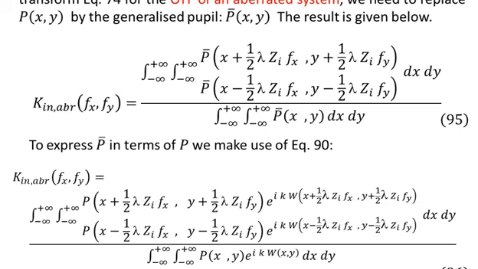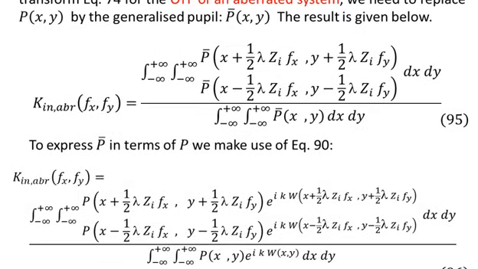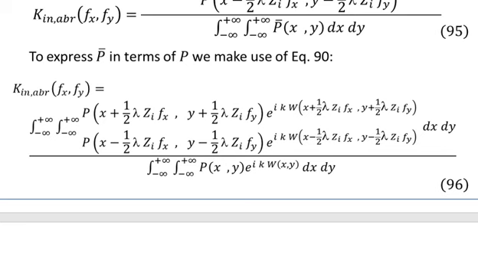Now to express P bar in terms of P, we make use of equation number 90, as we have shown earlier. So we now want to represent P bar in terms of P, as you can see in equation number 96. P is separated from its exponential part, and the arguments of P bar have been replaced as in equation number 90. Now the numerator and the denominator both contain P rather than P bar, and you can also notice the exponentials with each P, because it is part of the expression in equation number 90. You can see the exponential factors both in the numerator as well as in the denominator in equation number 96.